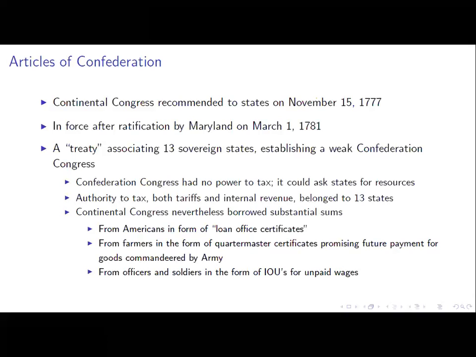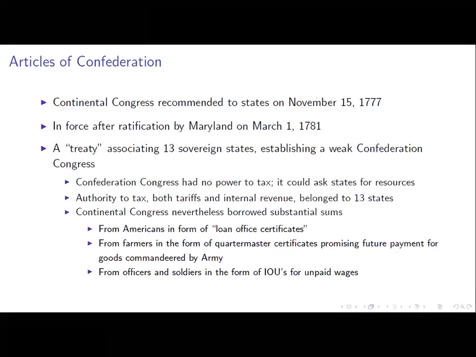The main taxing powers were tariffs, and tariffs are the real mother lode of data at the time. When the ships come into the harbor, you've got an obvious time you can tax them. They belong to the 13 states.